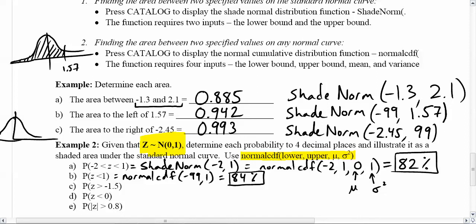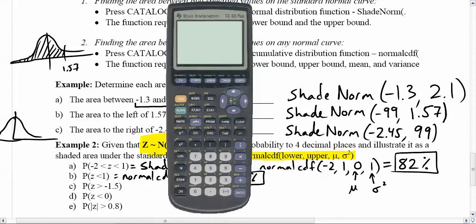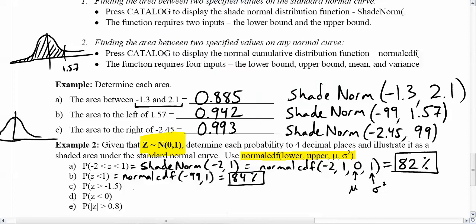Okay, so you try the last 3. Okay, so the probability that z is bigger than -1.5, we take -1.5 as a low bound, 99 or something like that as a high bound, and we get 93%.